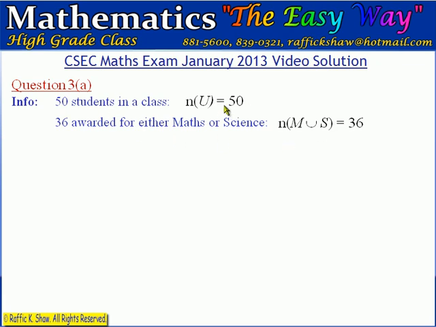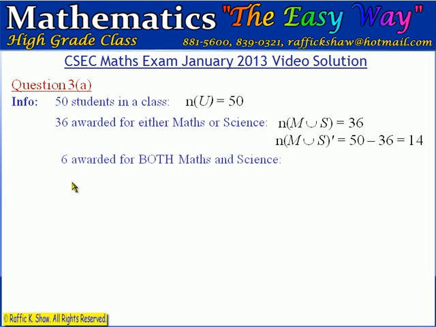Now, based on the fact that there are 50 students in the class and 36 are receiving for math or science, it means that the remaining 14 students in the class would receive for neither math nor science, and so that is represented here. The number of students in the complement of the union of math and science will be equal to the total number of students in the class minus the students in the union of math and science, and that result is 14. So 14 students would receive for neither math nor science, and so there will be 14 students outside of this group of students receiving for math or science.